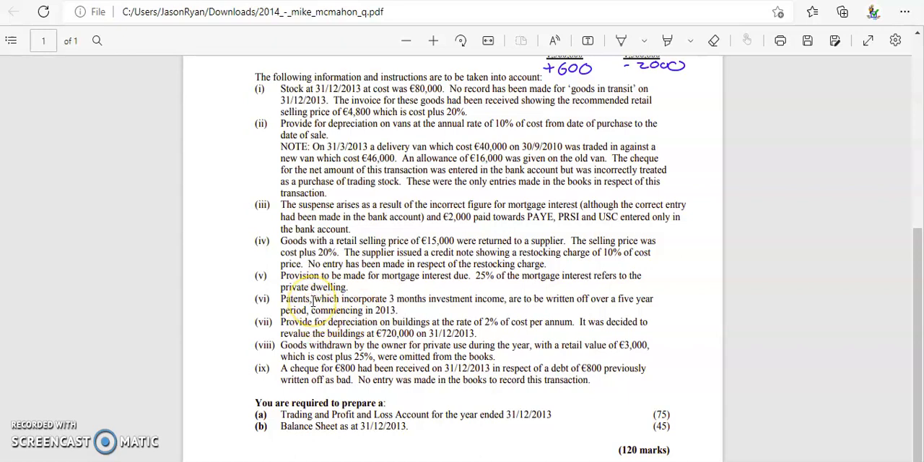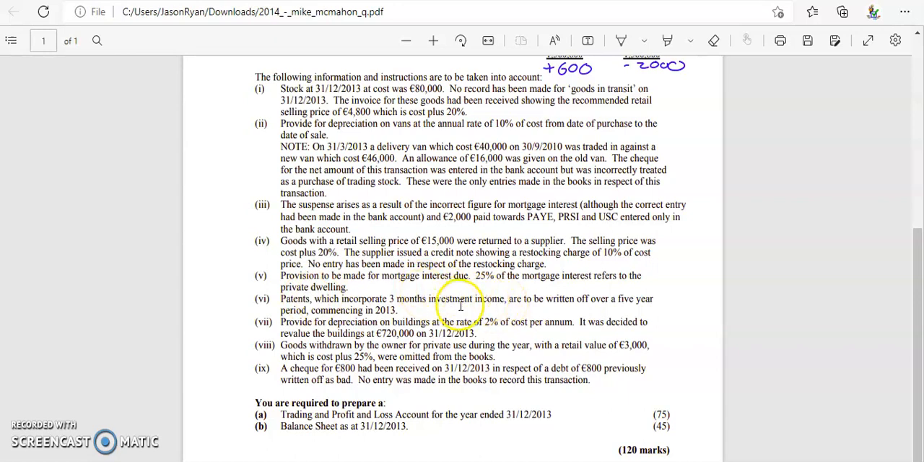Remember, patents are an intangible asset that goes in the balance sheet. It's something a company can apply for so that people can't copy their design on their product. What happened here is that we have our patents, but for some reason, someone has included our 3 months investment income in with our patents. We need to remember, patents is an asset, investment income is an income. Assets are on the debit side, investment incomes are on the credit side.